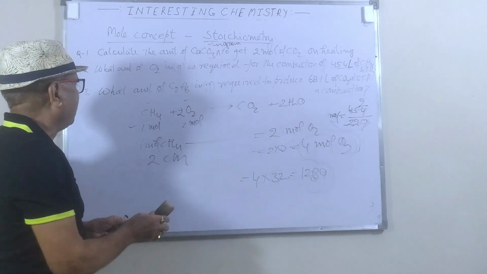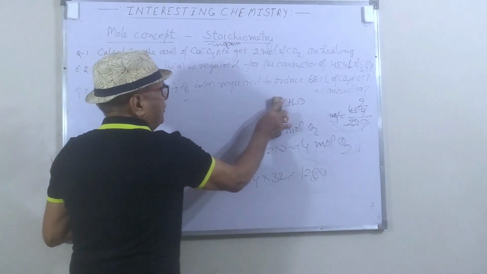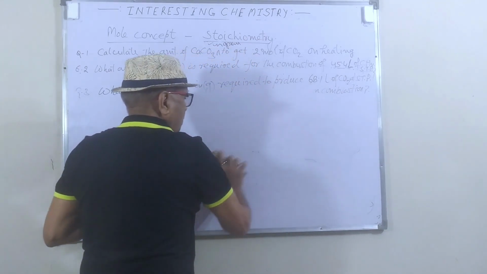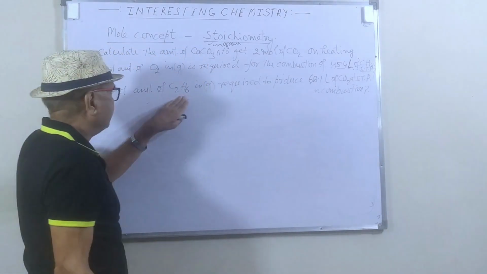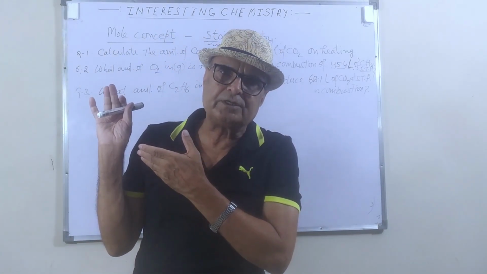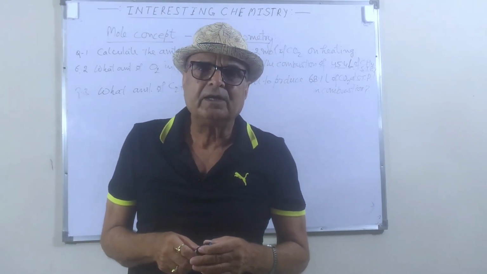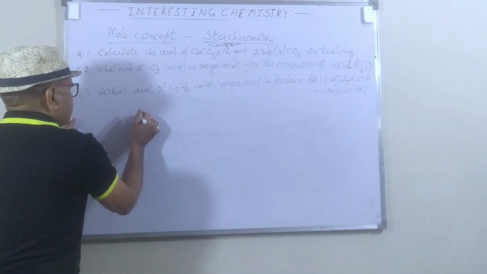Now I am coming to the third question. What amount of C2H6 in grams is required to produce 68.1 liters of CO2 at STP? So this is the question of the combustion of ethane. Now you have identified that this question is based on the combustion of ethane. So first write the balanced equation of the combustion of ethane. So how will you write?